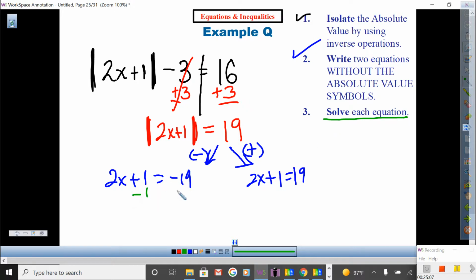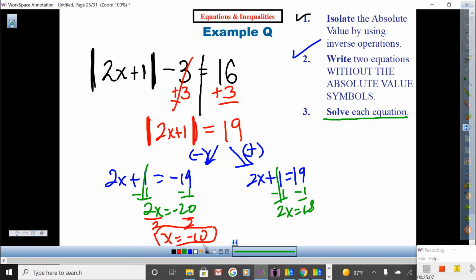So then minus 1, 2x equals negative 20. And lastly, divide by 2. X equals negative 10. How about this one? Let's see. Minus 1, 2x equals 18. And last, divide by 2. X equals 9. Hands, have we got something like that?